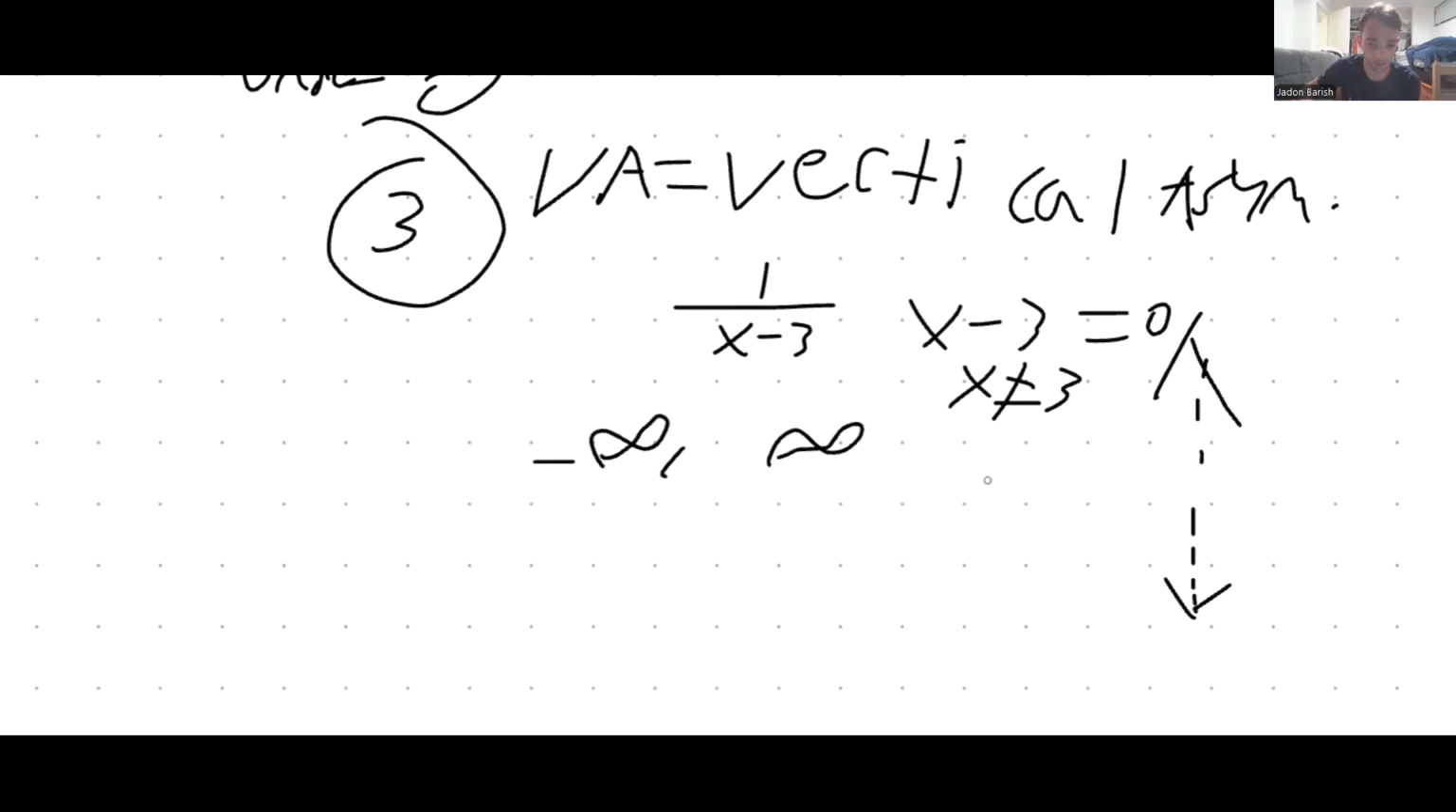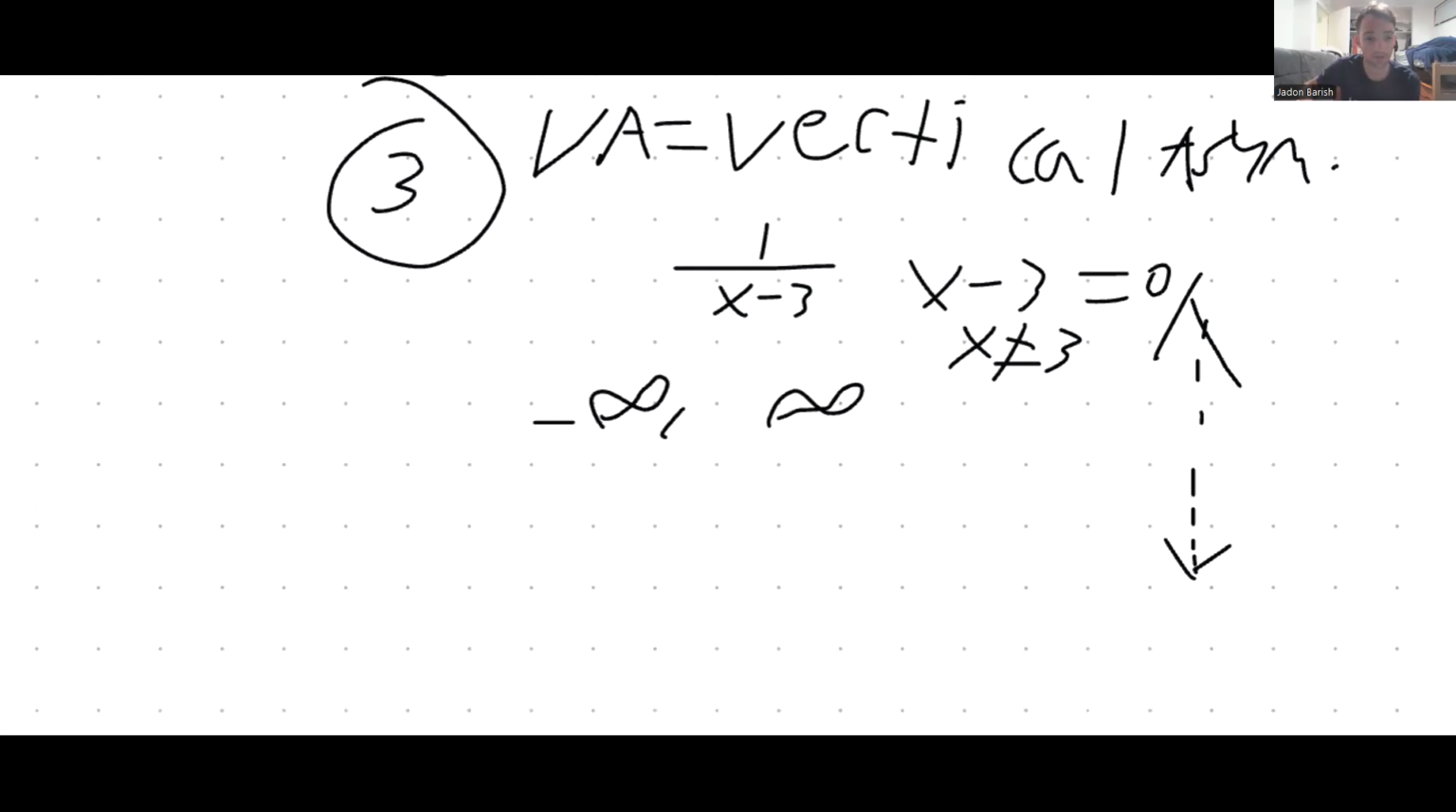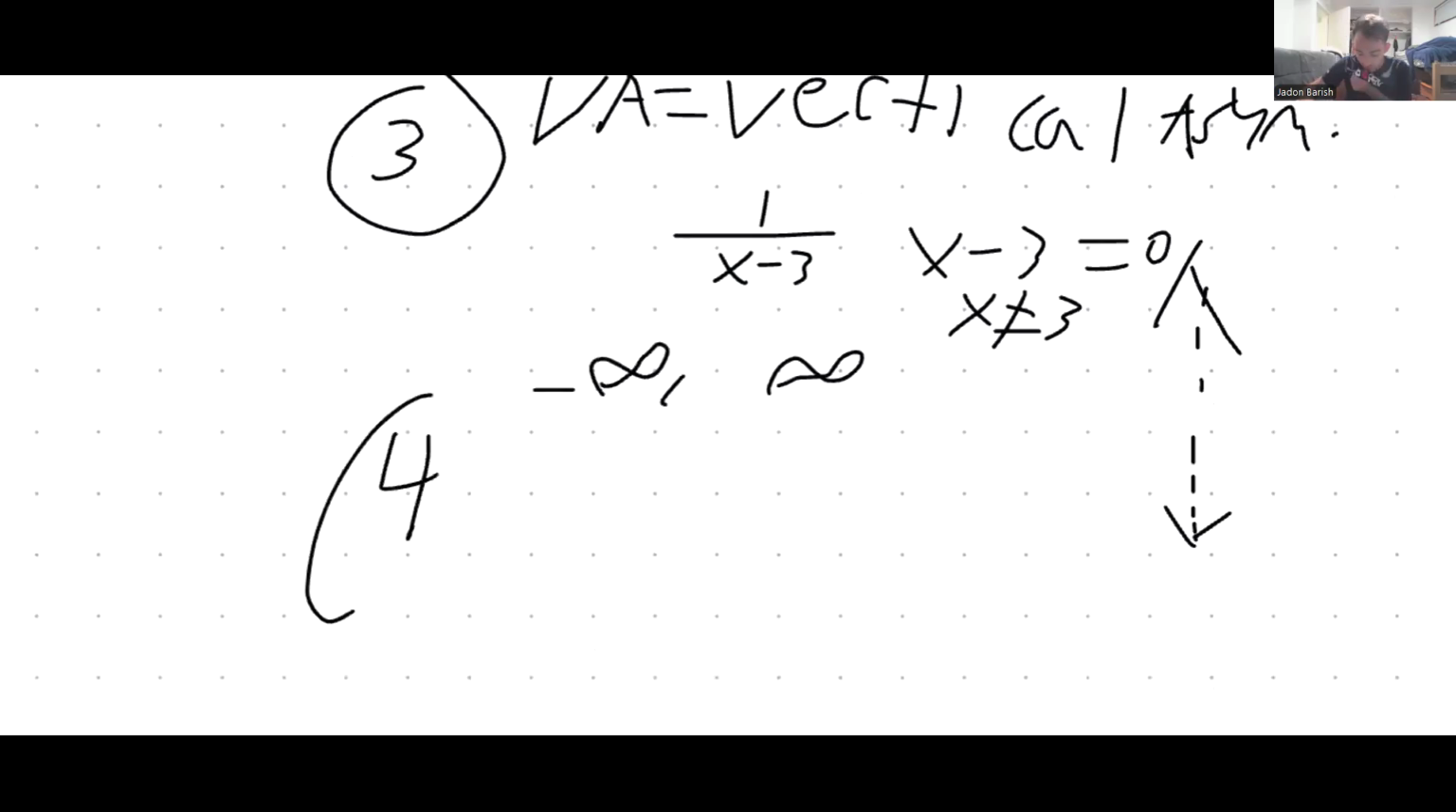That's essentially how this works. So that's the basics of a VA. The final portion of this is a horizontal asymptote. There's also something called an OBA, which is an oblique one, but I'm not going to go into that because that requires synthetic division.